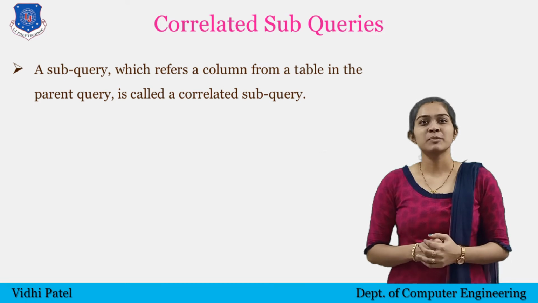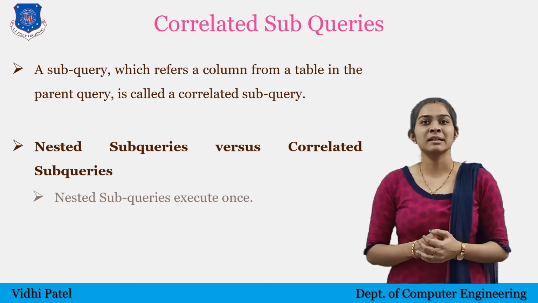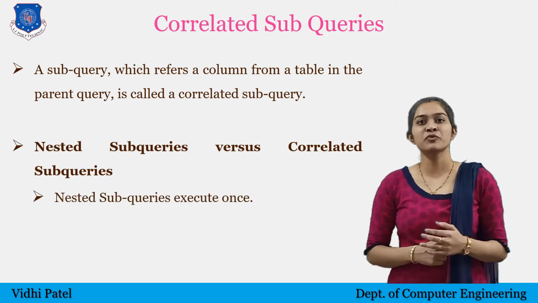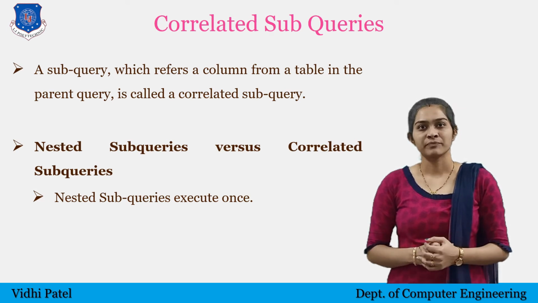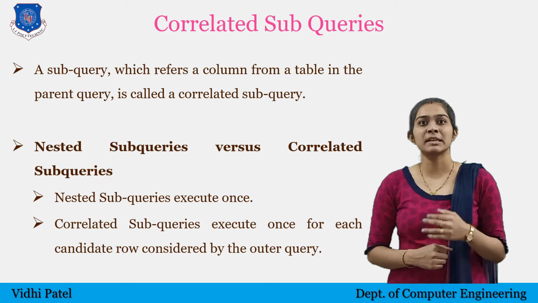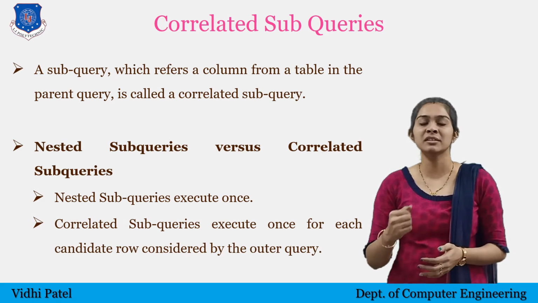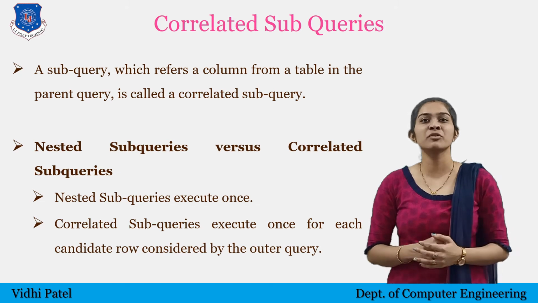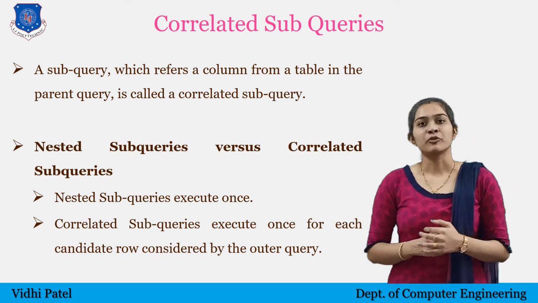Let's see the difference between nested subqueries and correlated subqueries. With a normal nested subquery, the inner select query runs first and executes once, returning a value to be used by the main query. A correlated subquery executes once for each candidate row considered by the outer query. In other words, the inner query is driven by the outer query. Let's see how correlated subqueries work by performing a practical.